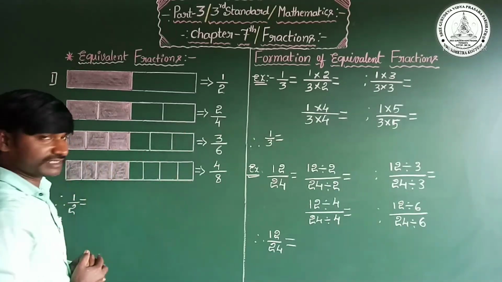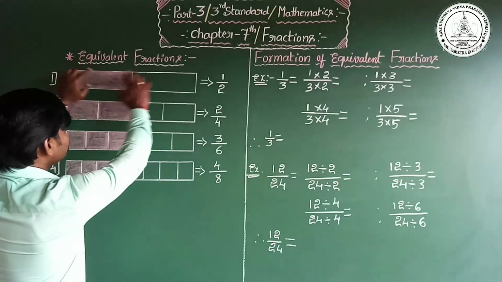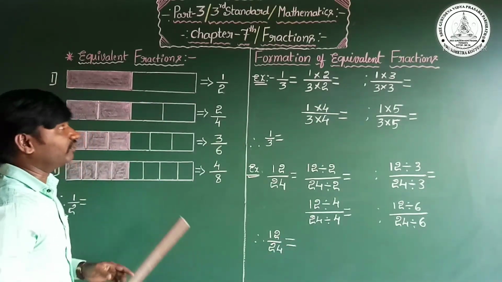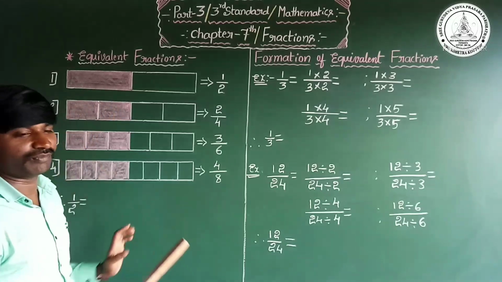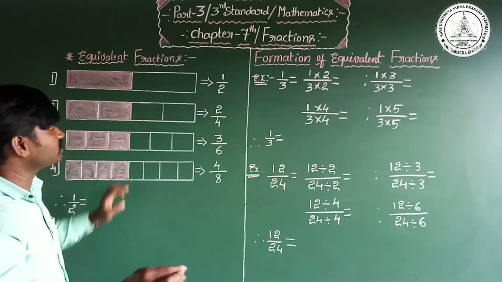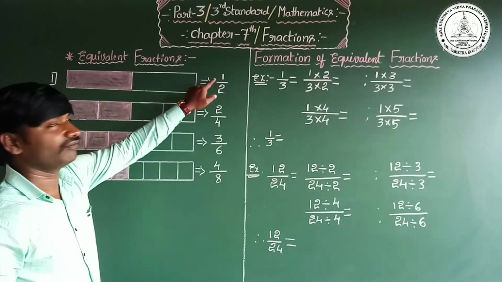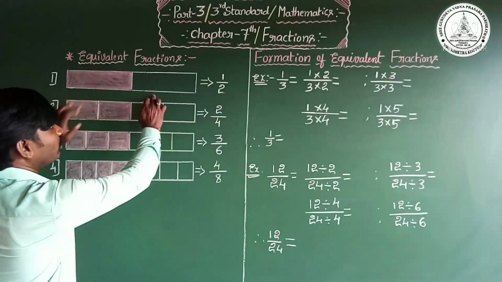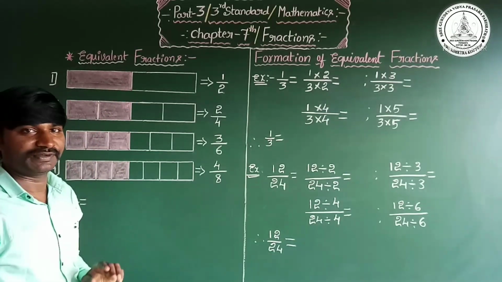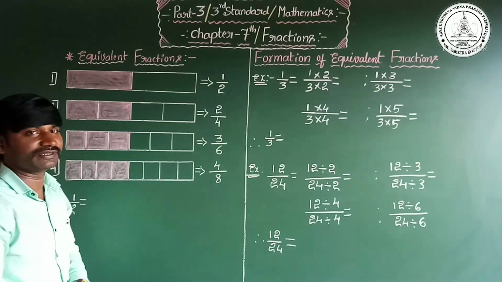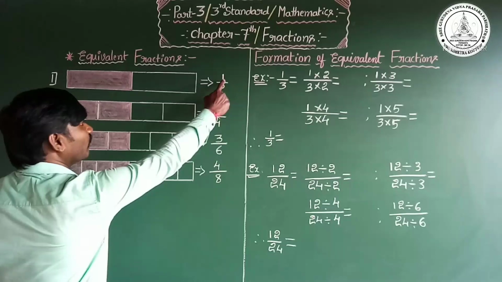In the first rectangular figure, we divided it into 2 equal parts. How many parts? 2 equal parts. When a figure is divided into 2 equal parts, we call each part a half. Out of these 2 parts, one part is shaded. We call that half.